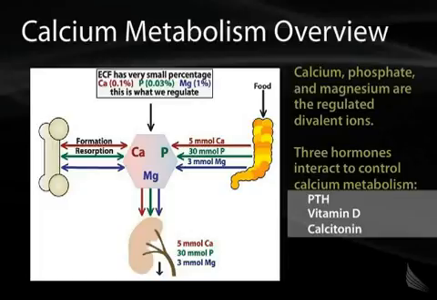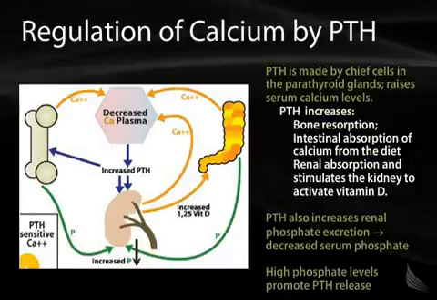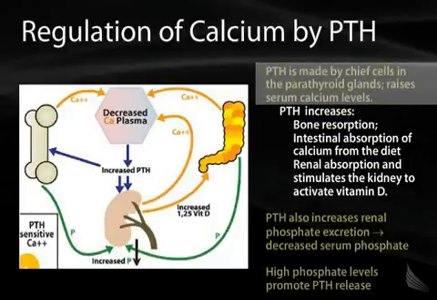It's also important to note that calcium regulation is considered to be a very high yield topic for Step 1. Primary regulation of calcium is by PTH. PTH is made by the chief cells, which are in the parathyroid glands, and its primary role is to raise serum calcium.